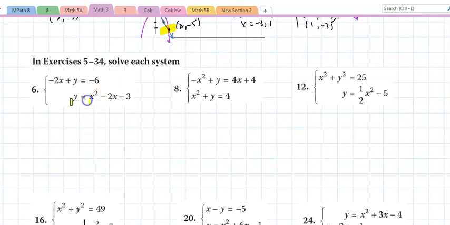Do you see that this y is in terms of x? I'm going to put that right there. So that equation is going to become negative 2x plus, instead of y, I'm going to throw in all of this: x squared minus 2x minus 3 equal to negative 6. This is a polynomial. You isolate the polynomial by itself, meaning you get the polynomial on one side, everything else on the other side.